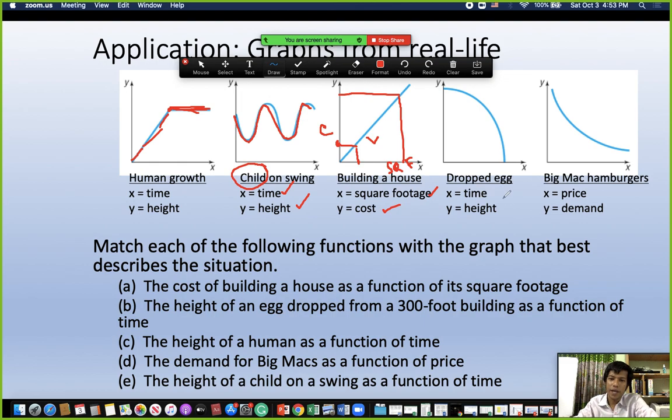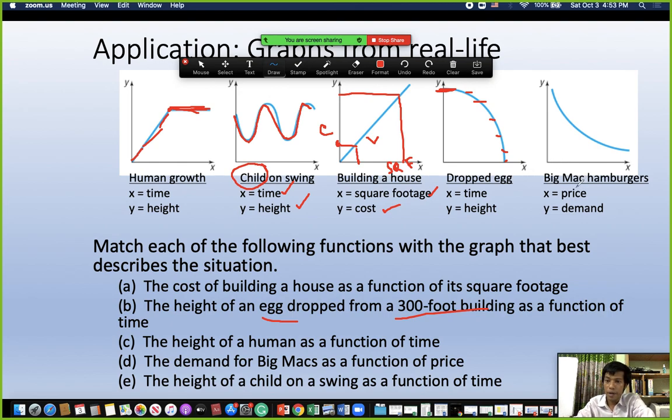A dropped egg: time versus height. Suppose you take an egg 300 feet up a high building and just drop it. Initially the height is very large, then the height decreases, and at some point it touches the ground. Height becomes zero. So basically this is the graph of a dropped egg, dropped stone, dropped marble, or dropped table tennis ball. This kind of graph.